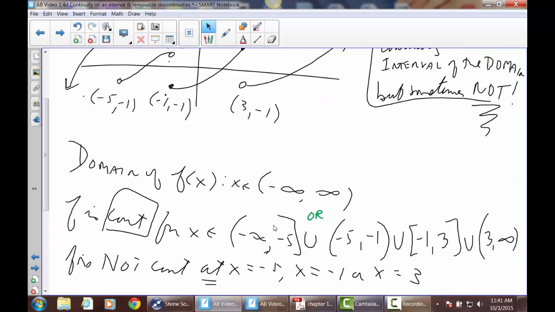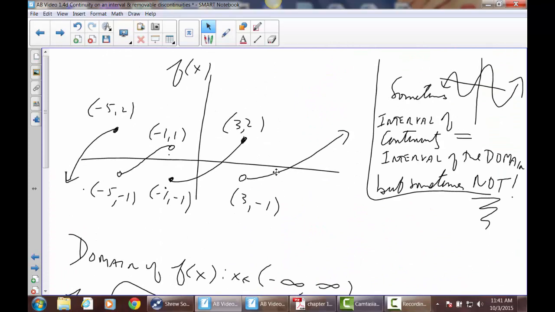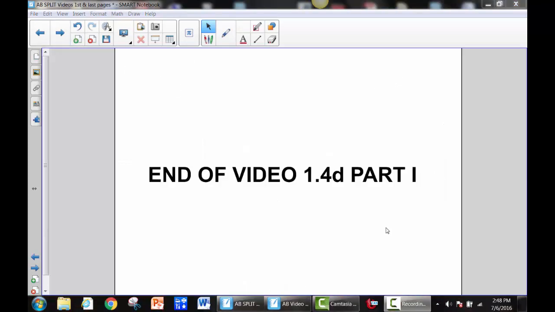Okay? My directions will say write the largest interval or union of intervals on which the function is continuous. Because one could say, for example, this function is continuous everywhere from 4 to infinity. That's true, but that's not the largest interval on which it is continuous. And that's the end of video 1.4D, part 1.